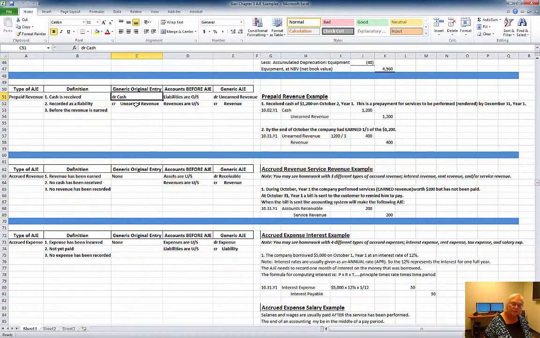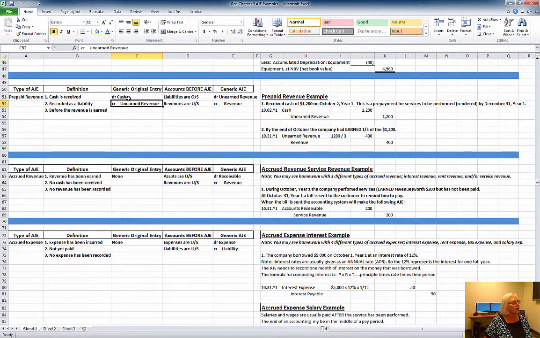And again, you have a new account called unearned revenue. And that account is a liability account. It is not a revenue account. So make sure that you know that because you will be tested on it on more than one occasion.